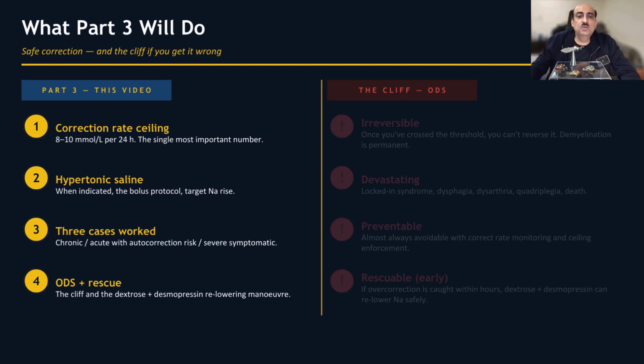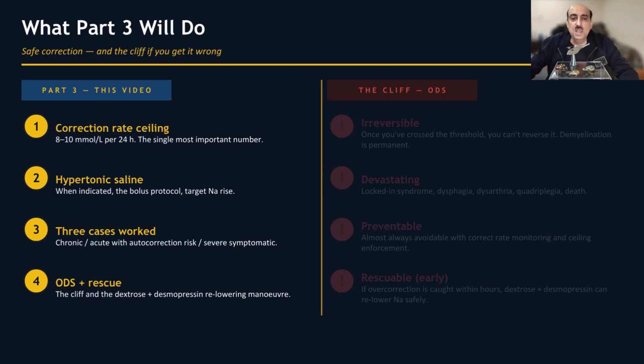Number 2, the use of hypertonic saline. When to use it, what the clinical indications are, how to dose it safely, and what the targets are. And number 3, we will go through 3 clinical cases in full using all these principles. And number 4, the osmotic demyelination syndrome cliff plus the rescue maneuver if you head into that territory with your patient management.